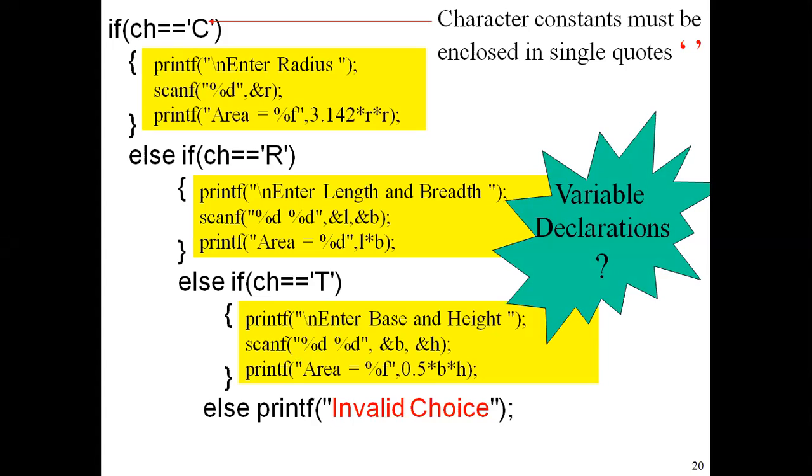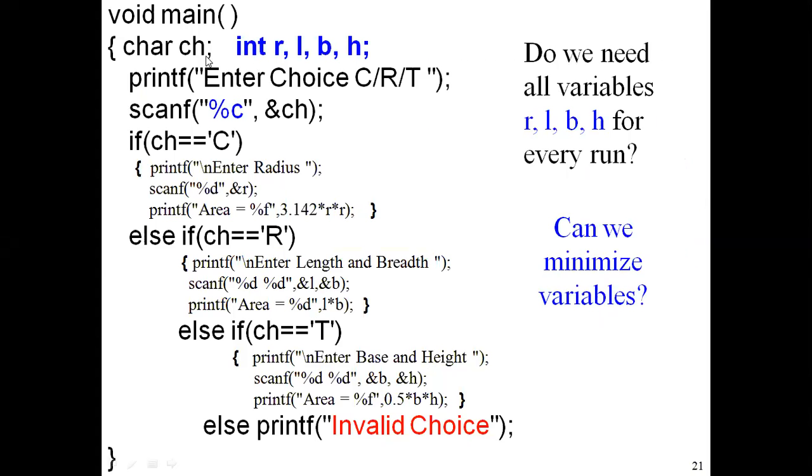So what about variable declarations? What variables are required here? What is required here: length and breadth? What is required: base and height? So are you going to declare variables here? By the way, where do you declare variables? Variables are declared at the start of the block.